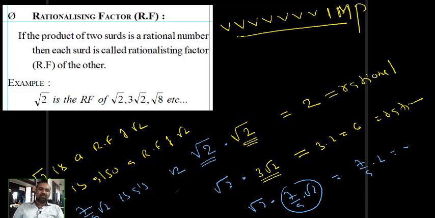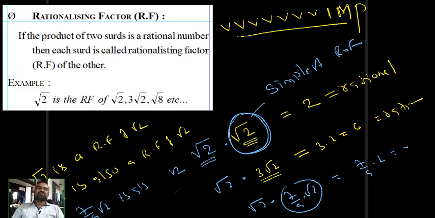This is the surd. What are the RFs? These all are rationalizing factors only. So for a surd, rationalizing factors are infinite. One more important thing, students: among all these, the smallest one is called the simplest RF. So in a problem, if it says find RF, you need to find the simplest RF only.